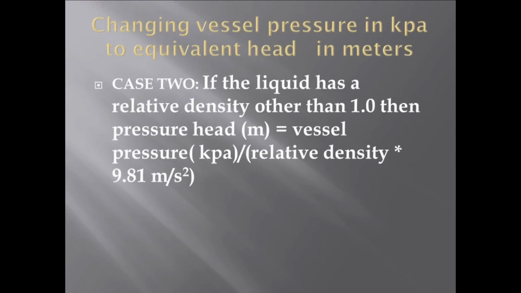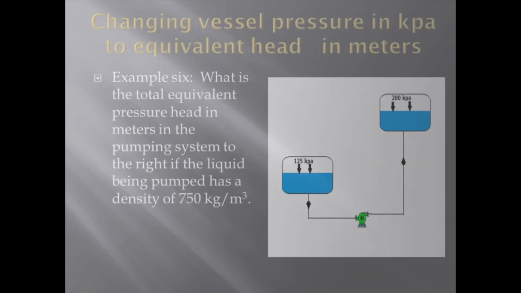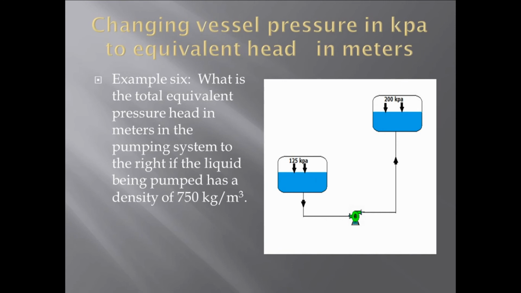Case 2. If the liquid has a relative density other than 1, the pressure head in meters equals the vessel pressure in kPa divided by the relative density times G, or 9.81 meters per second squared. Example 6. What is the total equivalent pressure head in meters in the pumping system to the right if the liquid being pumped has a density of 750 kilograms per cubic meter?